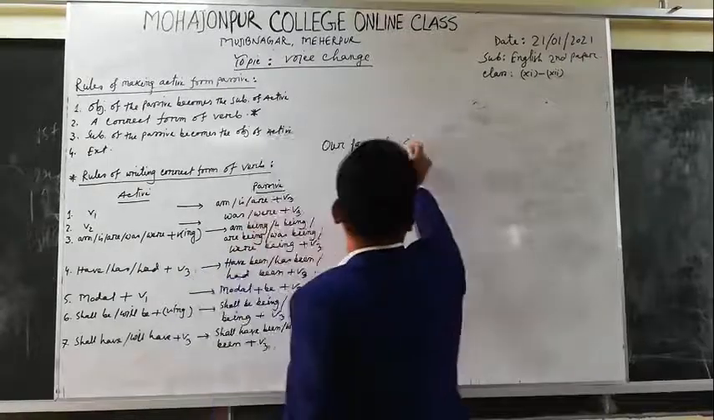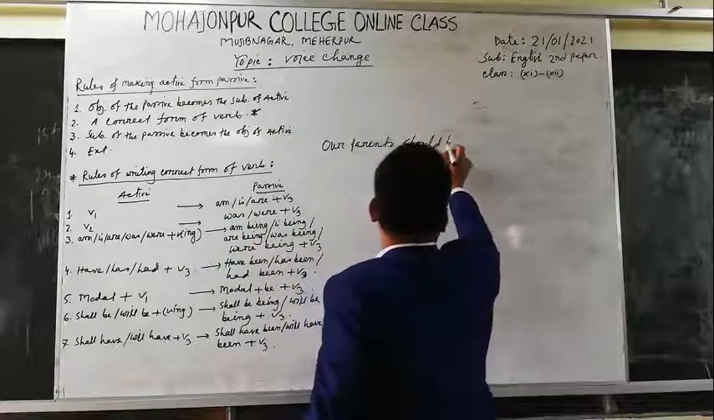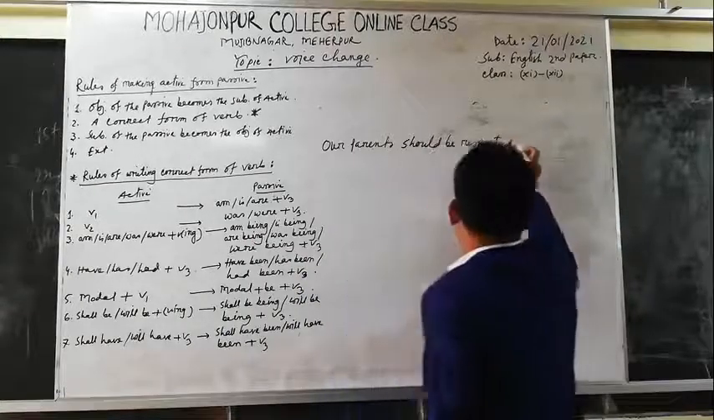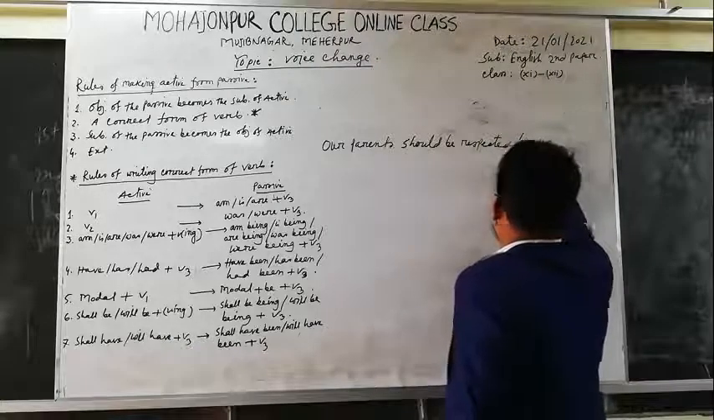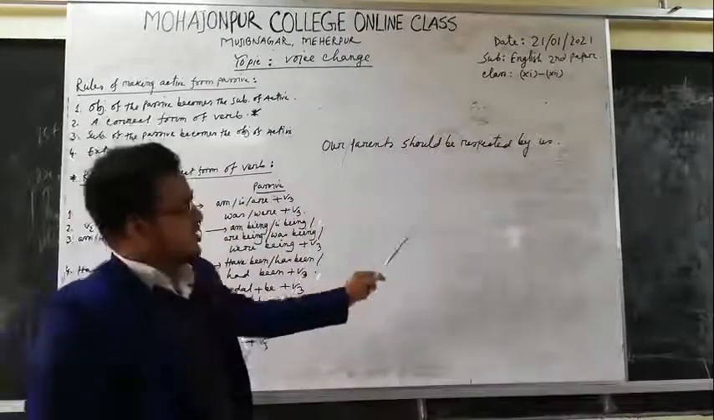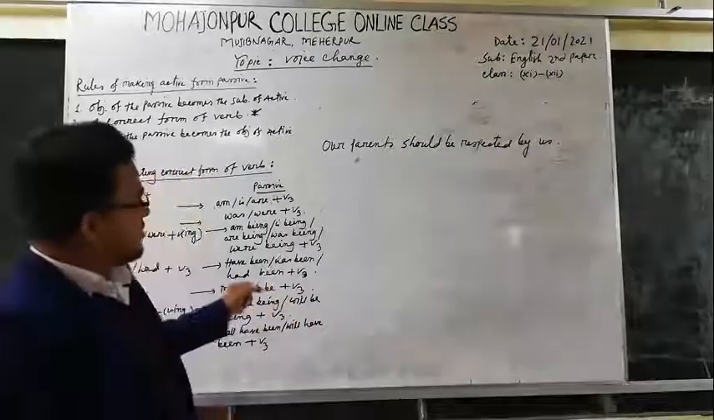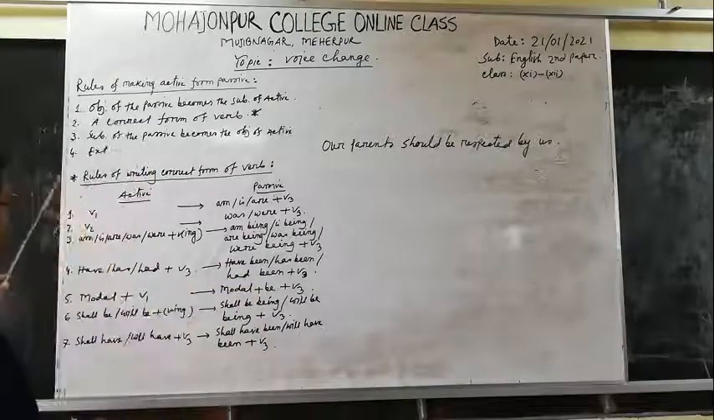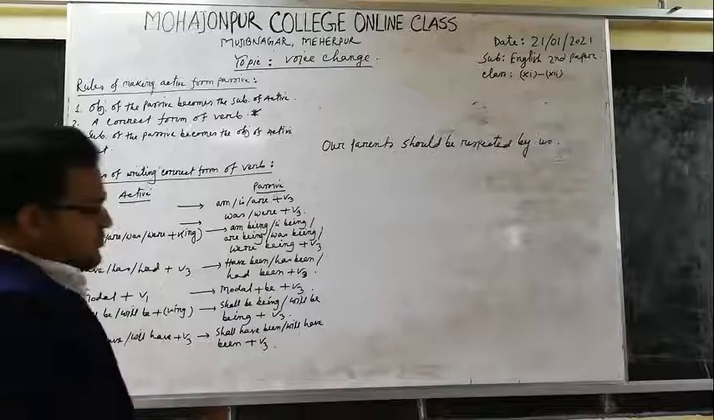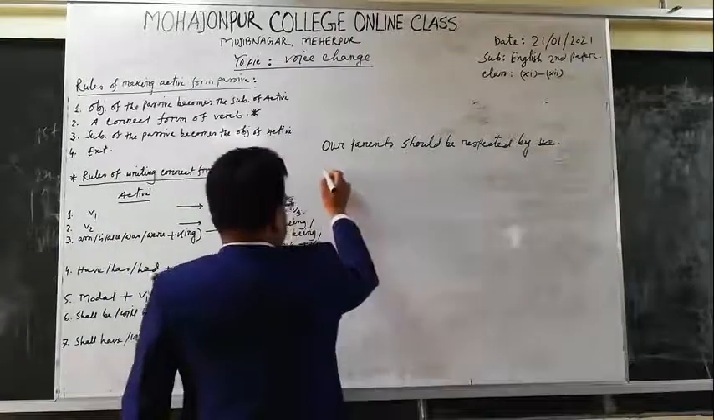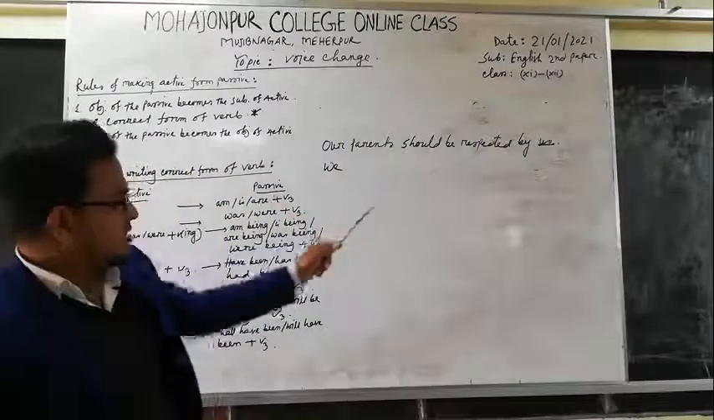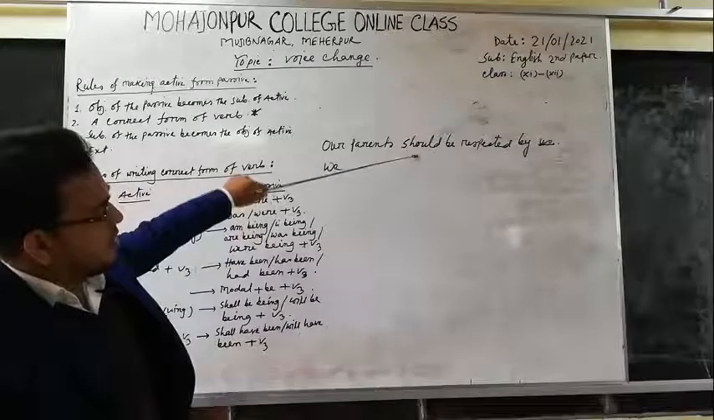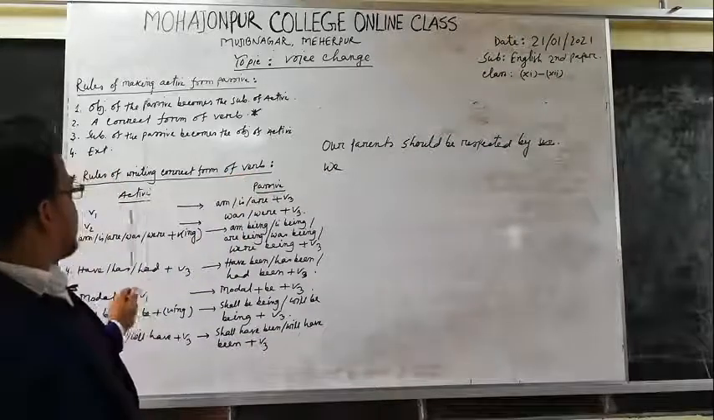Our parents should be respected by us. Okay, our parents should be respected by us. This is a passive voice, so we have to make it active. In the similar way, object of the passive becomes the subject of active. Here there is an object us, so we can write we. The subjective form of us is we, and then by noticing the auxiliary verb of passive voice, we have to make correct form of verb.